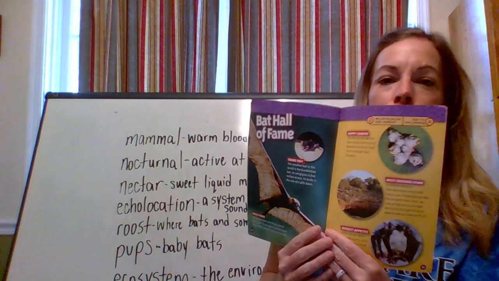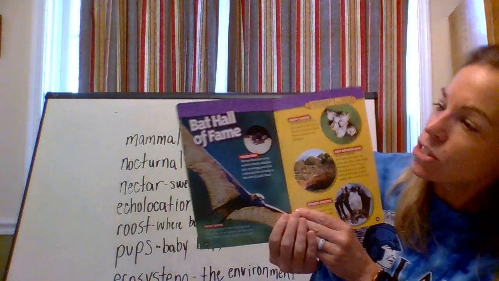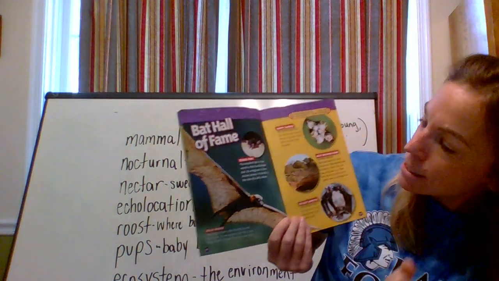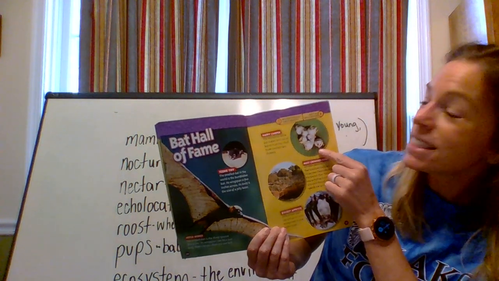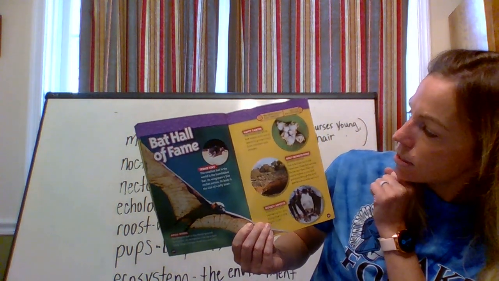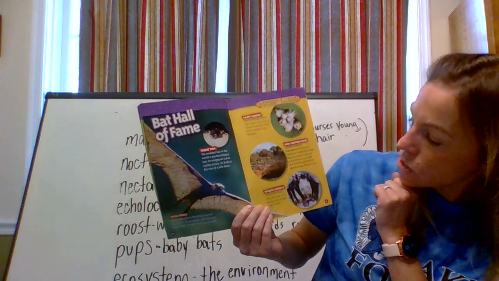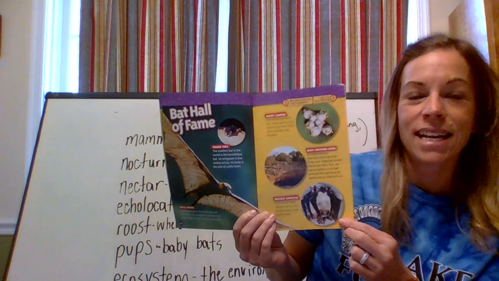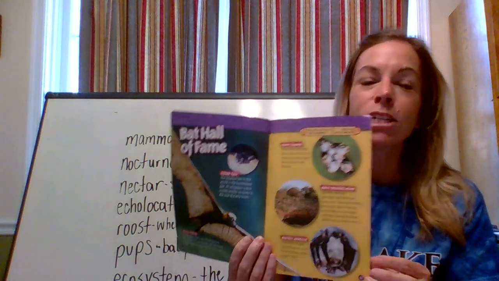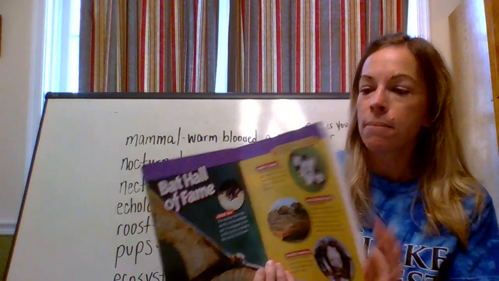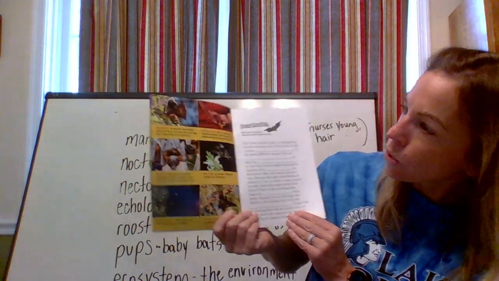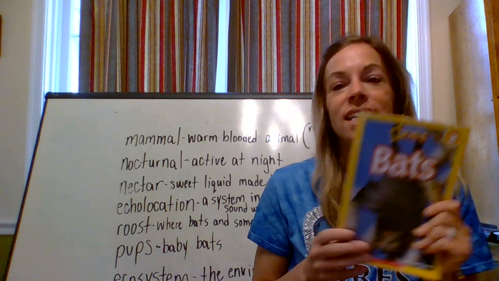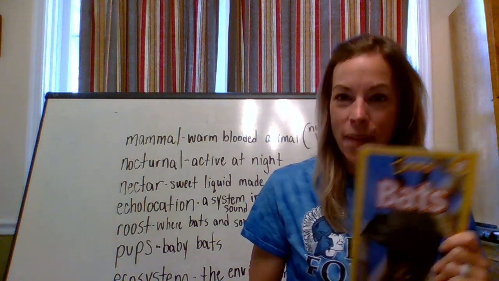And this right here is the Bat Hall of Fame. It just talks about the tiniest bat. It talks about how these make tents to live. It talks about the most crowded place where you can find the most bats. And it talks about bats that have the biggest appetites. So I'm not going to read this page, but I did want to show it to you. And then the last page were those vocabulary words that we already went over on the board. So that is the end of our read aloud on bats.